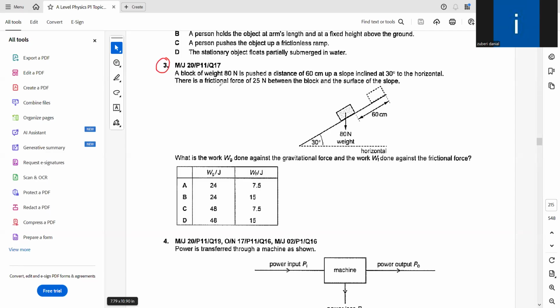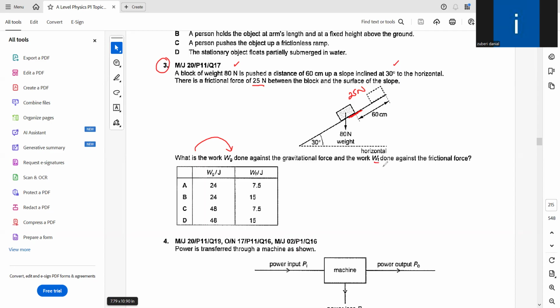So question 3 talks about a block of weight 80 Newton that is pushed at a distance of 60 centimeters up an inclined plane at 30 degrees to the horizontal. There is a frictional force of 25 Newton between the block and the surface. That means this force is 25 Newton. So the question is, what is the work done against the gravitational force, WG, and the work done against the frictional force, WF?